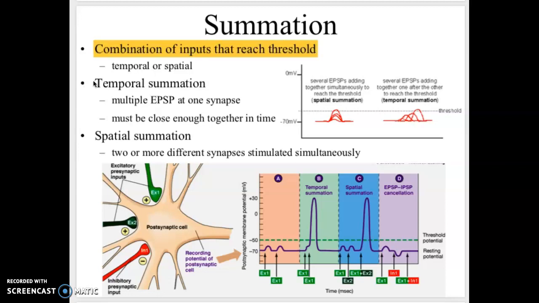There are two different types. Temporal summation, there are multiple excitatory postsynaptic potentials at one synapse. Spatial summation, two or more different synapses are going to be simultaneously stimulated. Okay? So temporal, multiple excitatory postsynaptic potentials at one synapse versus spatial, there will be multiple at the same time. So either way, it's increasing the likelihood of reaching threshold and having an action potential.